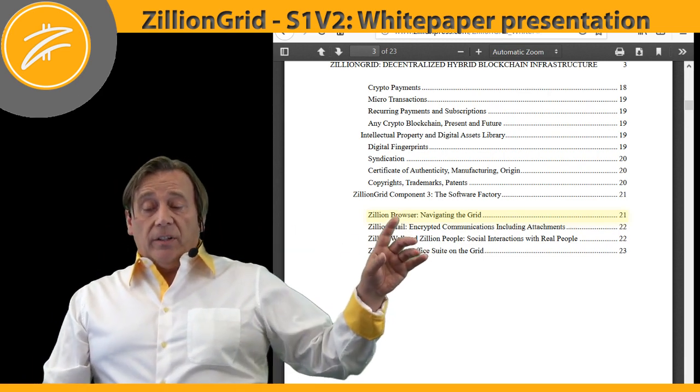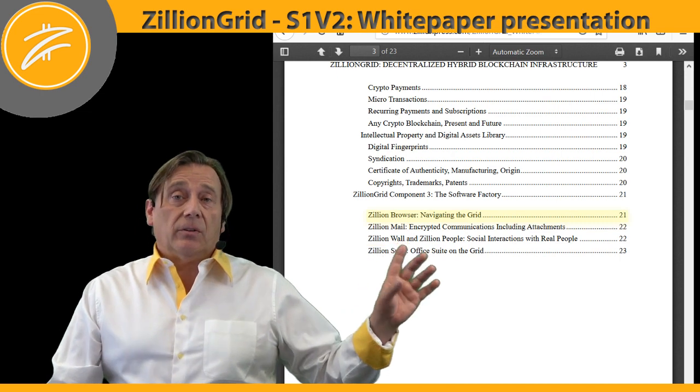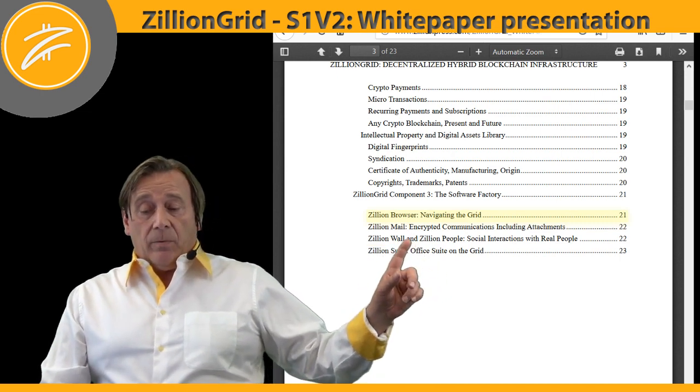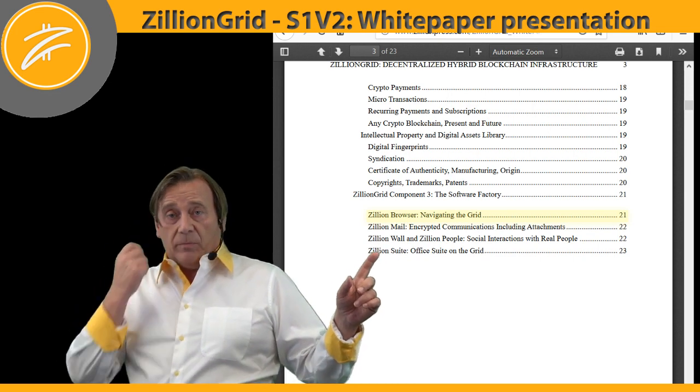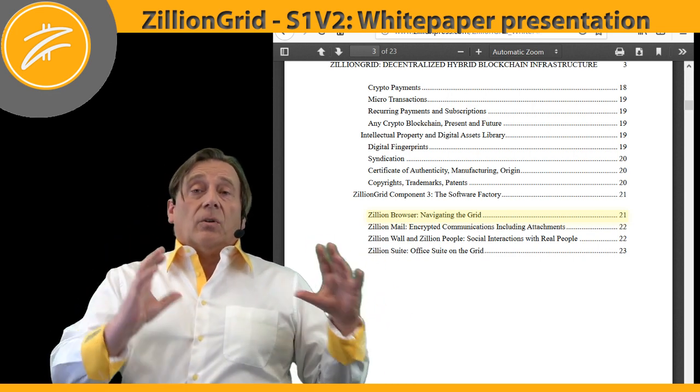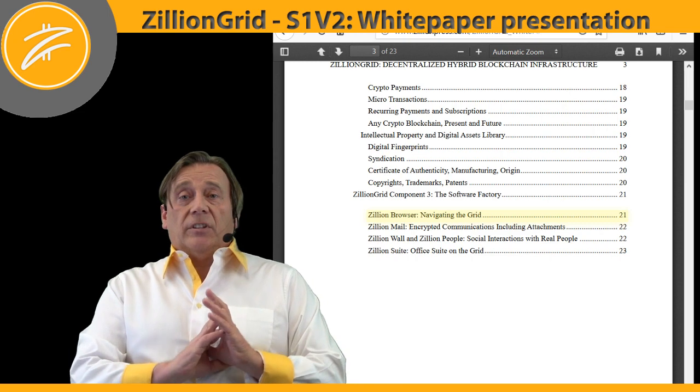We have also the Zillion Mail, which is encrypted communications, including audio and video. We have the Zillion Wall and Zillion People. This is our social network site, which is also stored. Everything is stored on IPFS, distributed databases.